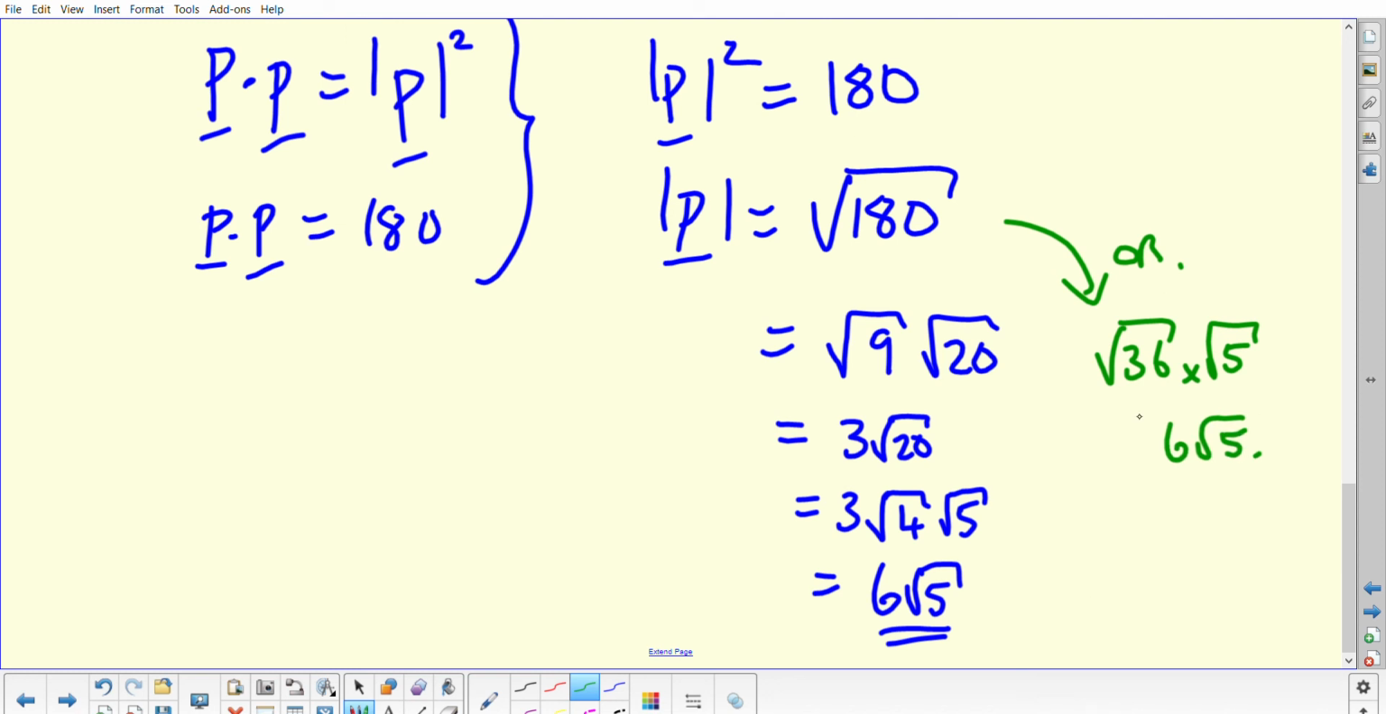However, I'm going to say that if all they're asking is the magnitude of p, you could just leave it like that. You'd only need to do this, the 6 root 5, if it said express your answer in its simplest form.